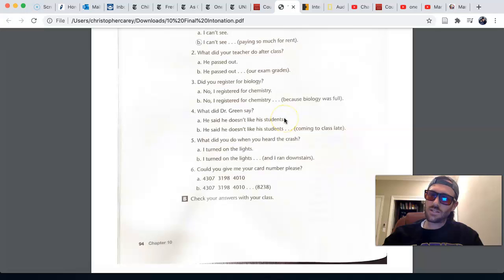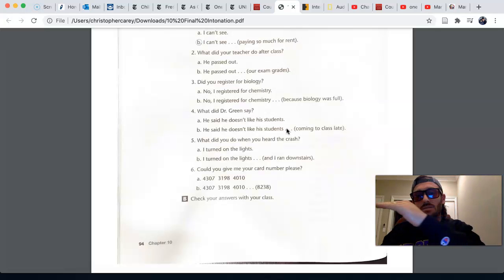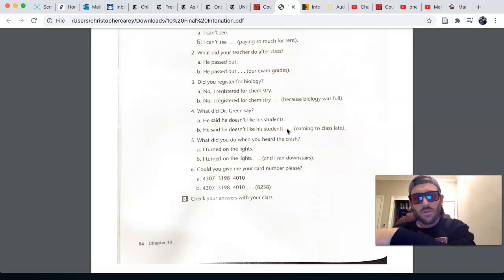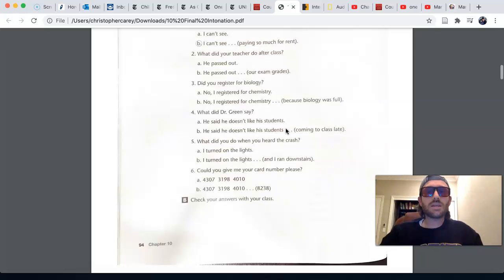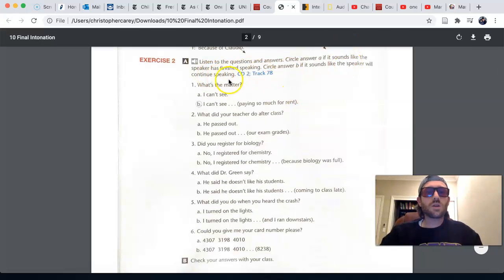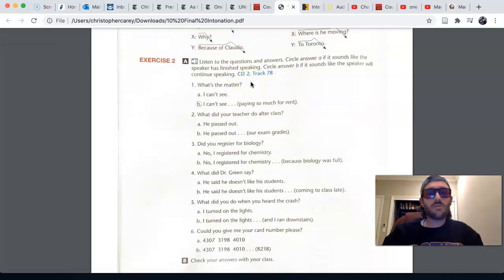So here we have falling intonation, full falling intonation. Here it's kind of in between, right? He said he doesn't like his students. We don't have rising, we don't have falling. We're kind of in the middle, right? And as you can tell in these patterns here, when we're in the middle, that means the person's in the middle of talking. That means they're not done speaking yet, right? If the speaker will continue speaking, then they won't have full final falling intonation. They're going to have something we call partial, right? That's somewhere in the middle.